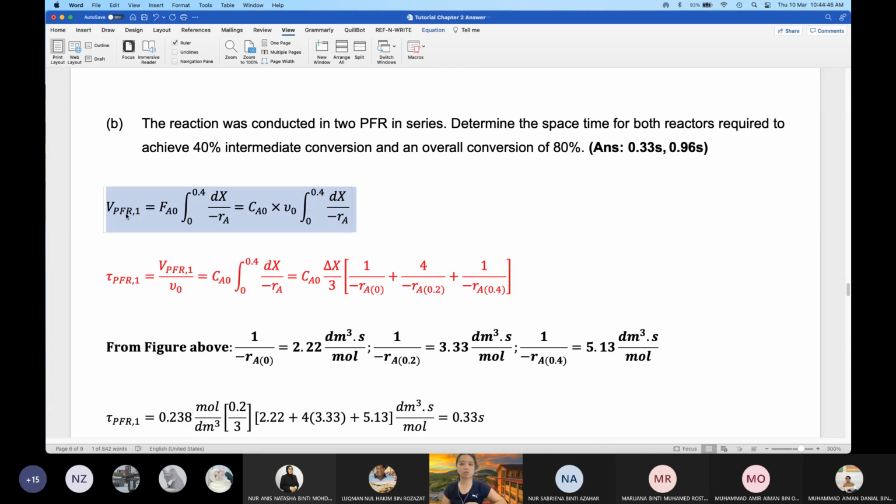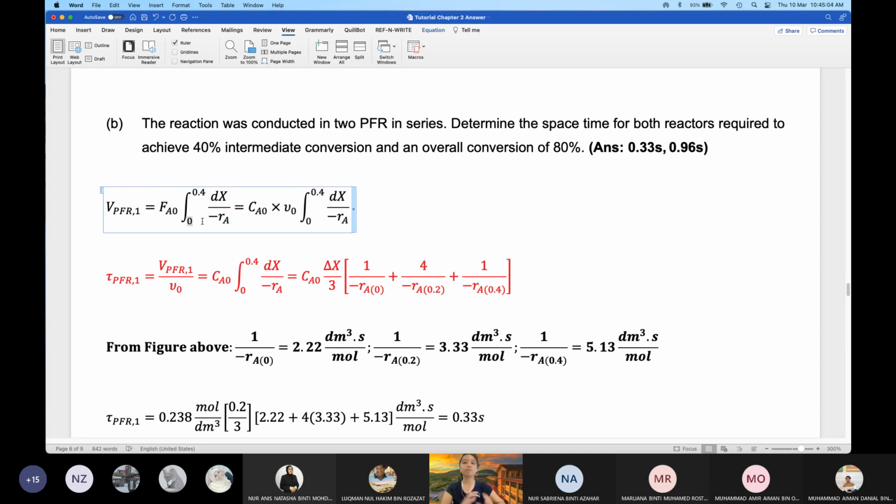Okay, so reactor 1, reactor 2. Okay, so volume reactor 1 equals to FA0 integrating 0 to 0.4, sebab reaktor pertama achieve X1 0.4, dX per minus rA. Ni yang kamu tahu yang design equation.